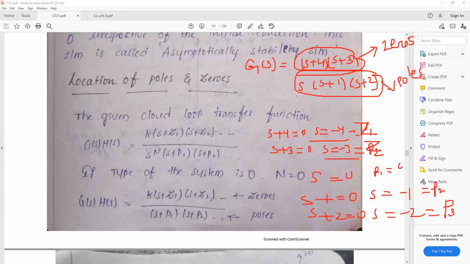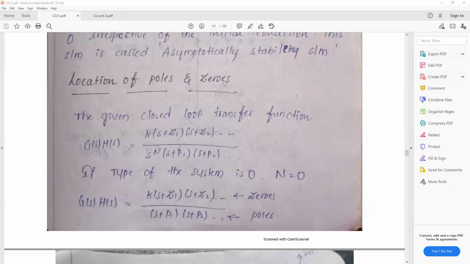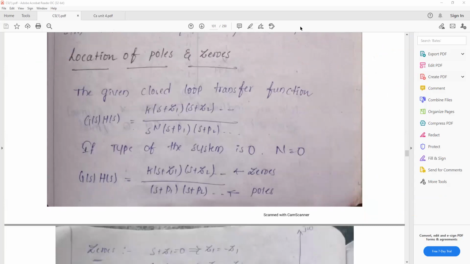Okay, so in the numerator, roots are zeros, and denominator roots are poles. Zeros are indicated by a dot, and poles are indicated by a cross symbol. So this is the location of poles and zeros for the given transfer function G(s).